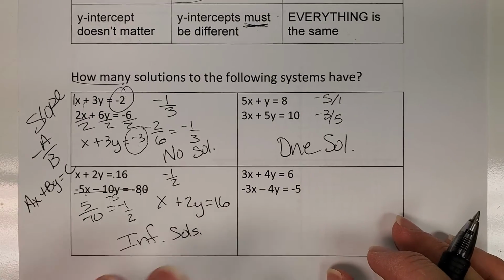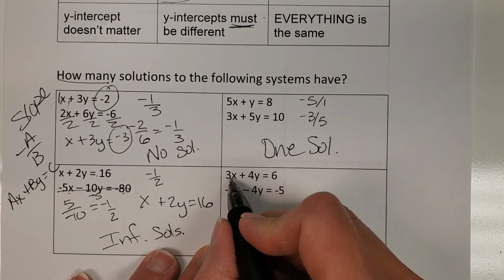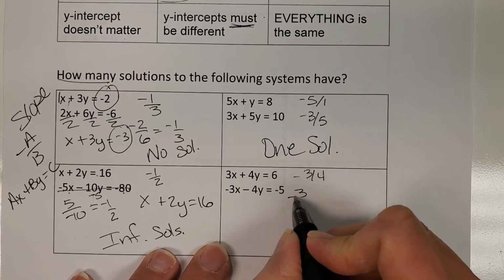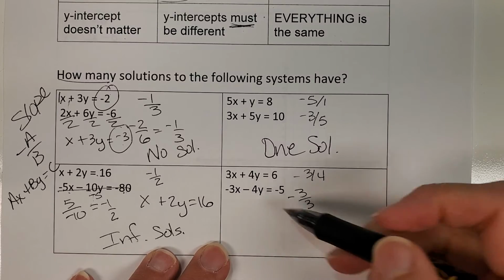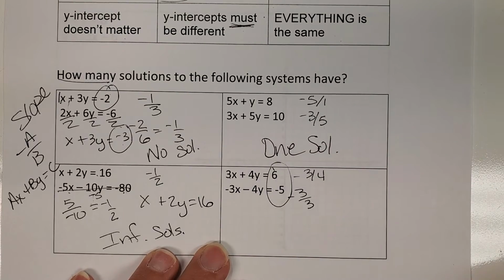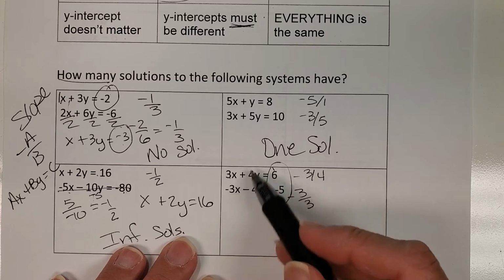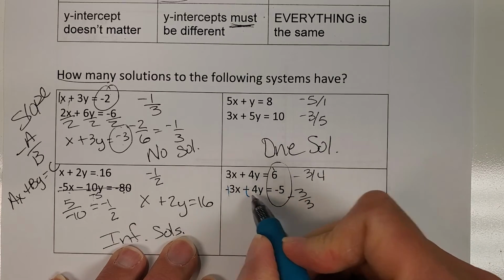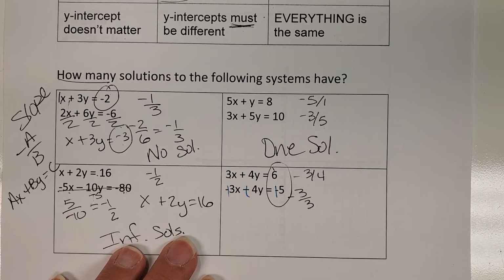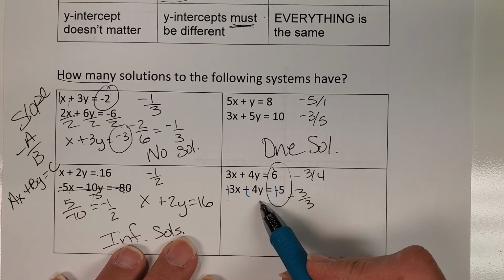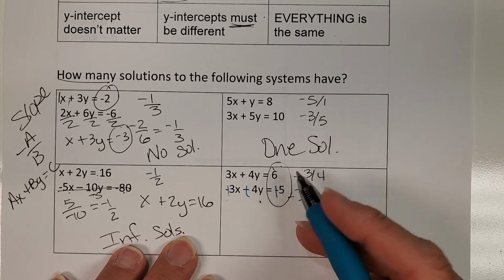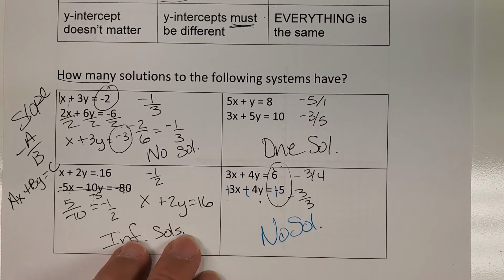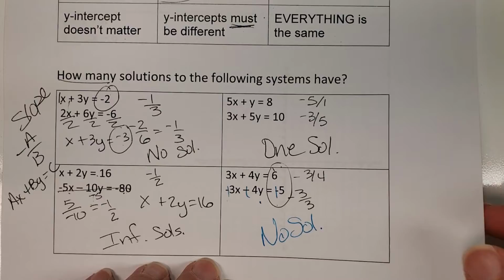All right, one more. Let's find the slope. The slope is negative 3/4. The slope here is negative 3/4. The y-intercepts are, not everything is exactly the same. So I could take, let me try a different color, I could multiply both sides by -1, and then I notice that the x's and the y's are the same, but these aren't. So that means they're parallel. There's no solution here. All right, so that's how you find out how many solutions.